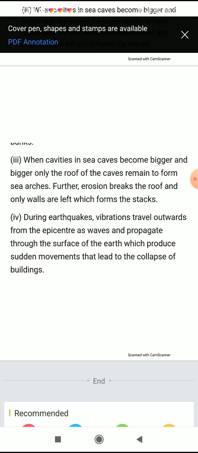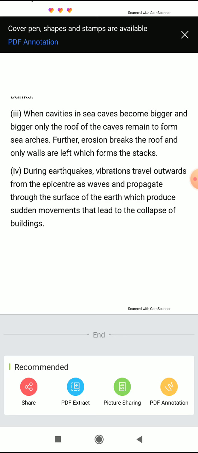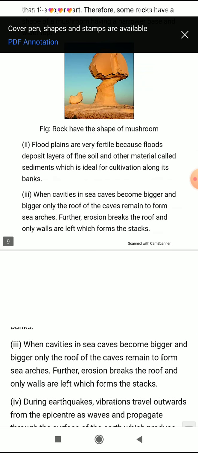So this is about earthquake. I hope, students, you all understood whatever questions and answers we have done here. So please write all these questions and answers in your notebook and learn them also.